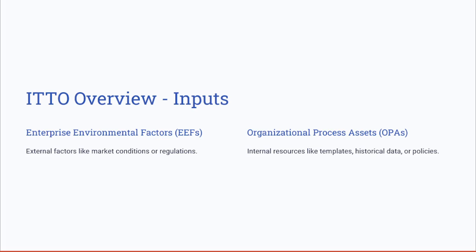which are external factors like market conditions and regulations, in the case of the EEFs, while OPAs include some internal resources like templates, historical data, or organizational policies that guide the project initiation.